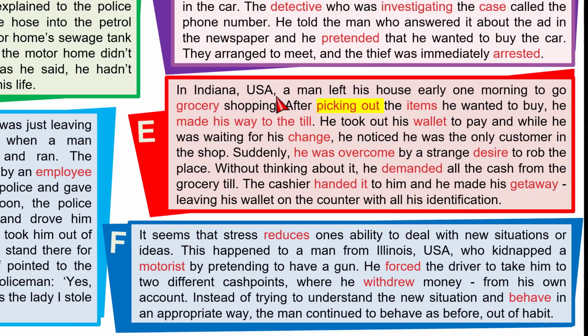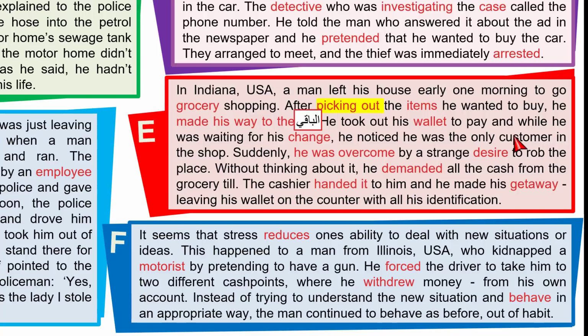In Indiana, United States of America, a man left his house early one morning to go grocery shopping, to buy some milk, vegetables, bread. After he chose the items, the things he wanted to buy, he made his way to the till. He moved toward the cash register. He took out his wallet. Wallet is where you put your money when you keep it in your pocket to pay. And while he was waiting for his change, that is when you give the cashier 100 Saudi riyals in one note and you bought things worth only 50 riyals, so you wait for the other 50. The cashier will have to break it and give you 50.